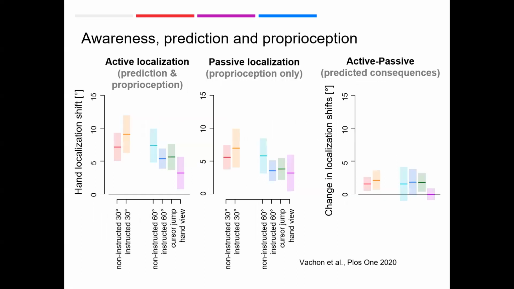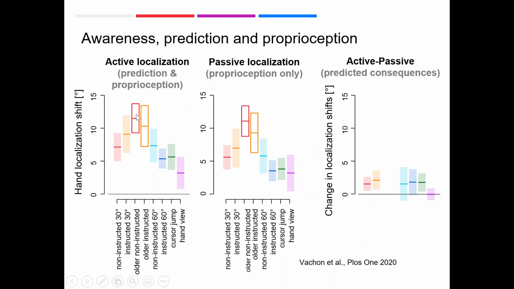So I'm going back to that plot, and now I'm going to fill in that gap. I'm going to show you the results of our older adults, so over the age of 60, when they're adapting to a 30-degree rotation, either non-instructed or instructed. And this is what we found. We found they actually show a larger shift in their estimate of passive hand localization. In fact, we see a similar shift in active localization. It's not that much larger.